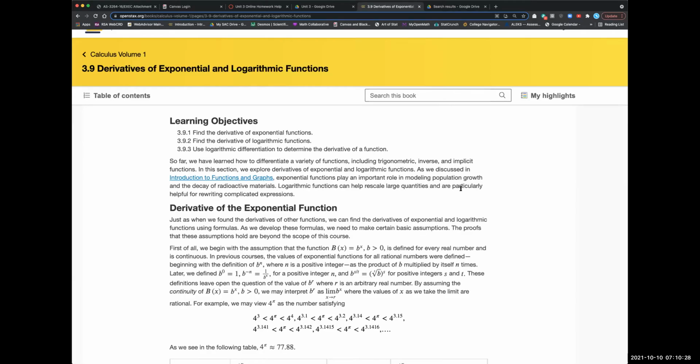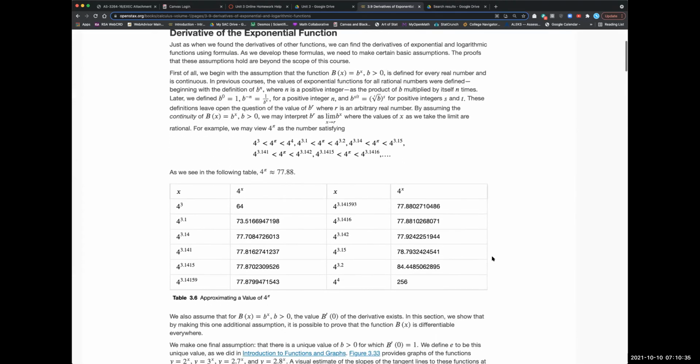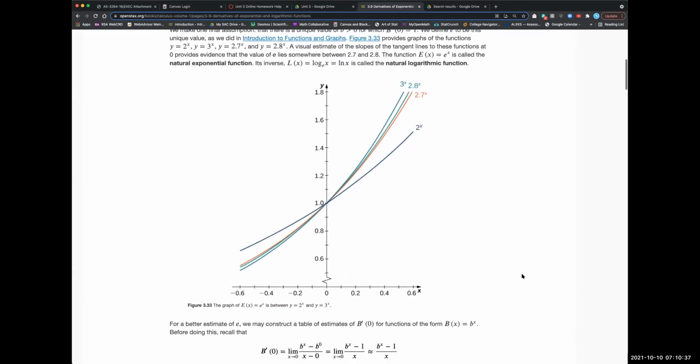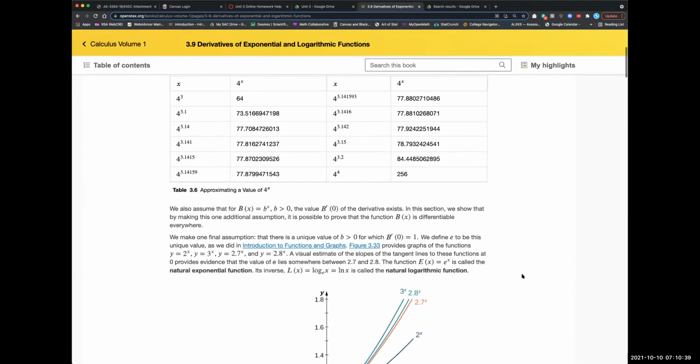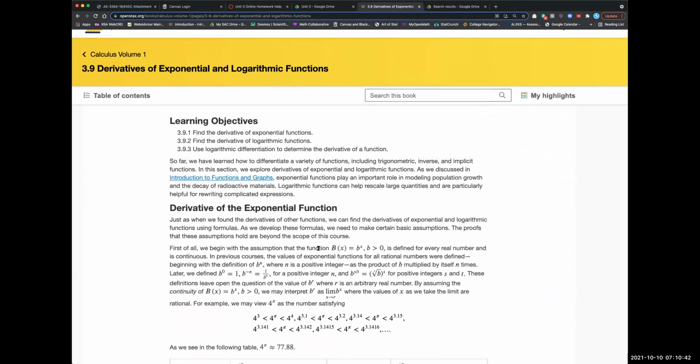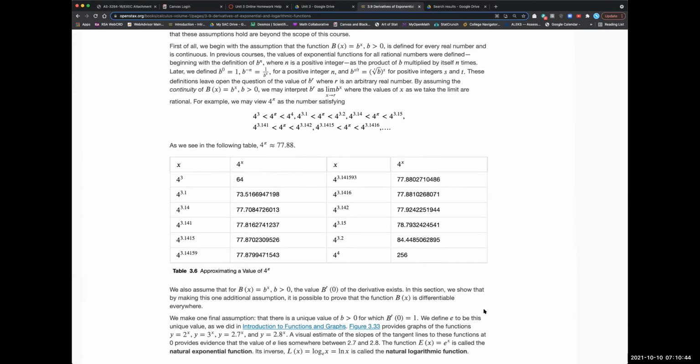Let's take a look at lesson 3.9, derivatives of exponential and logarithmic functions. For those, you're just going to follow the equations. You'll start to remember the equations and memorize them. This is detailing how we get to those derivatives, where those come from.